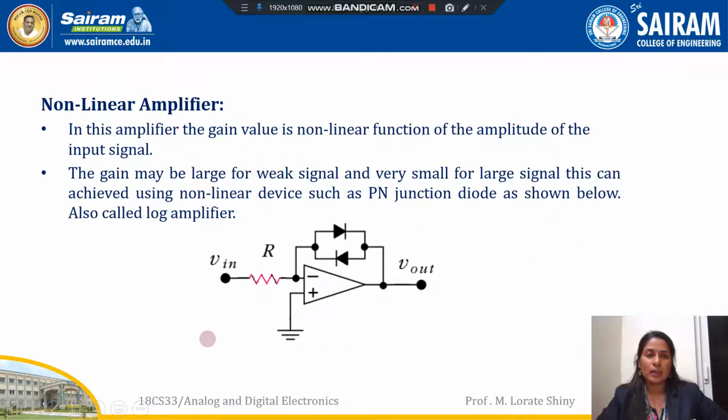Next, nonlinear amplifier. In this nonlinear amplifier circuit, the gain value is a nonlinear function of the amplitude of the input signal. The gain may be large for a weak signal and very less for a larger signal. This can be achieved by connecting PN junction diodes in this format. So this is the circuit for nonlinear amplifier. This is an operational amplifier. Positive is grounded and negative is connected with the input voltage, and two PN junctions are connected in this way.